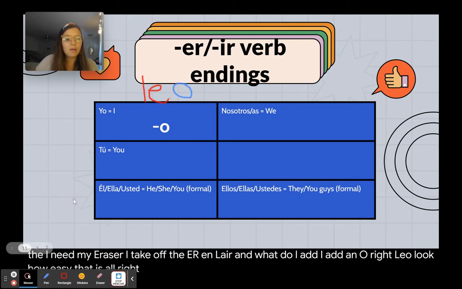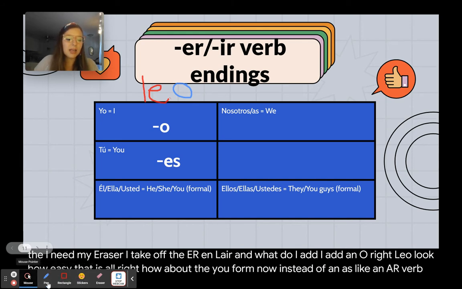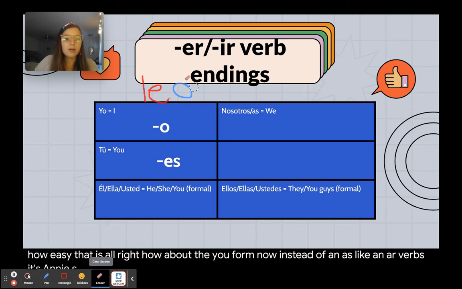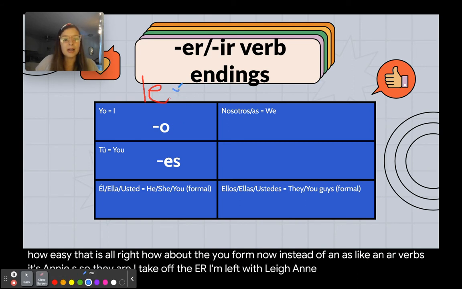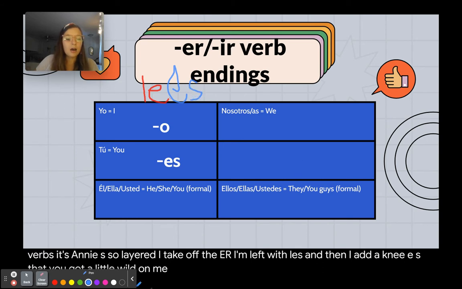All right, how about the tú form? Now, instead of an AS like in AR verbs, it's an ES. So, leer, I take off the ER, I'm left with le, and then I add an ES. All right, ES, lees, you read, right?